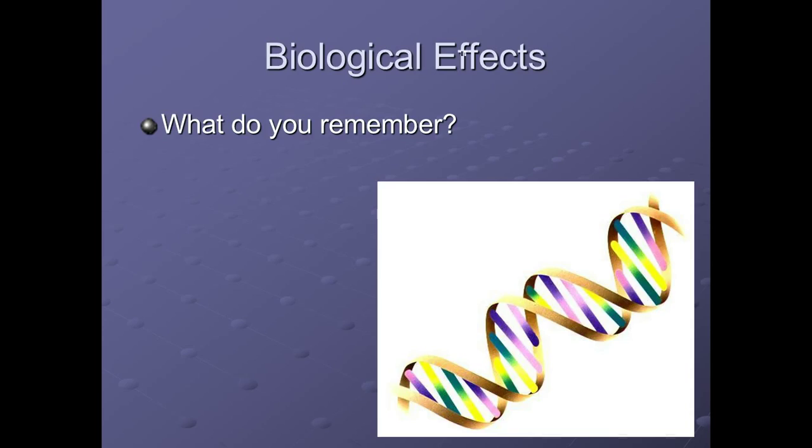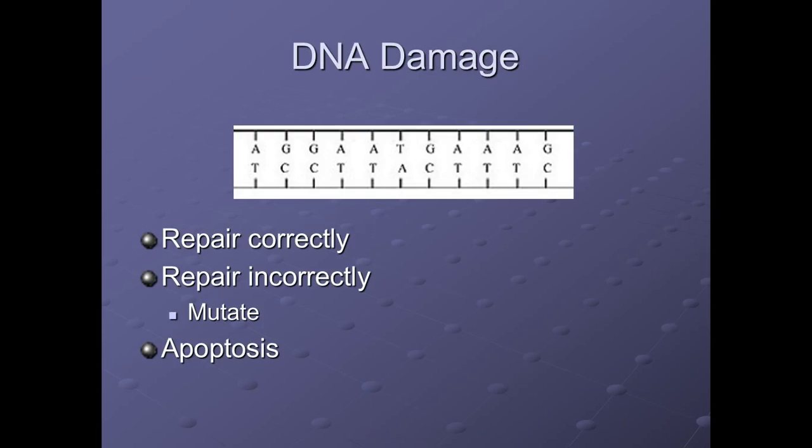So, considering the biological effects of radiation, what do you remember? Well, when we consider biological effects of radiation, the main concern we have is about DNA and the damage that is done to it from ionising radiation. If you remember, the acids in the DNA chain can be damaged. And once this damage has occurred, three things can happen.